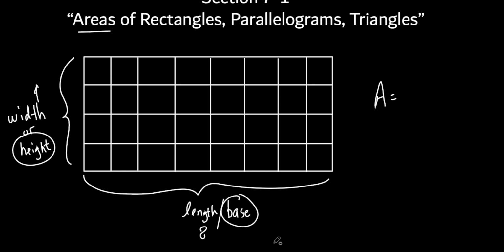Just go 8 times 4. So really, what is that? This 8 is the what? It's the base. And what is the 4? Is the height. So I could go base times height. So that is our formula. Okay, that's how we're going to remember the area of a rectangle.